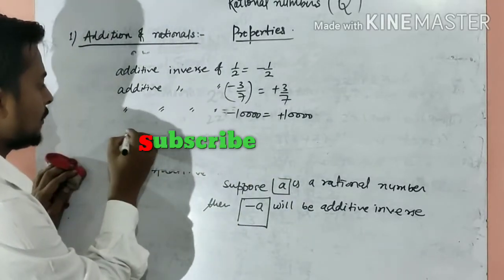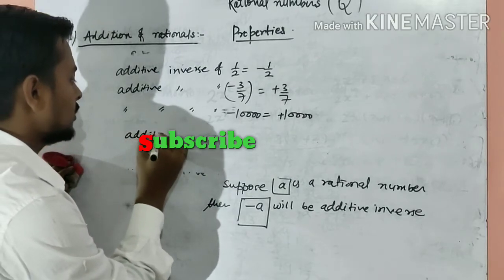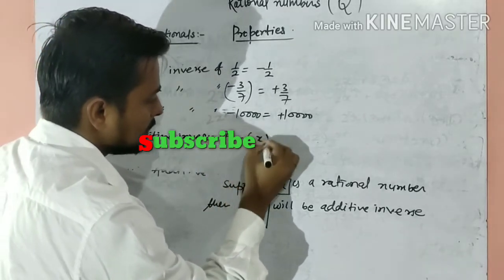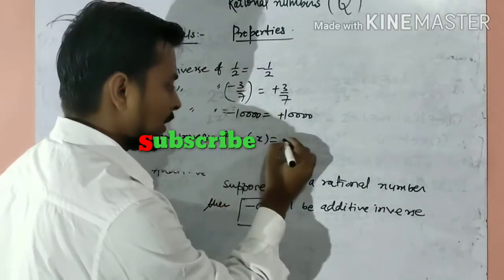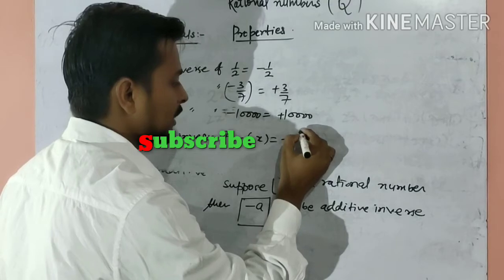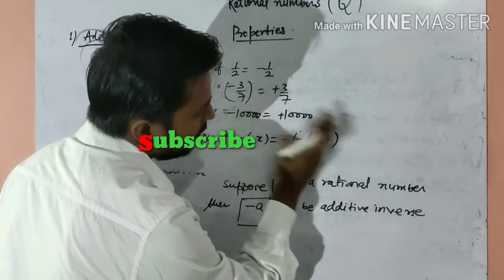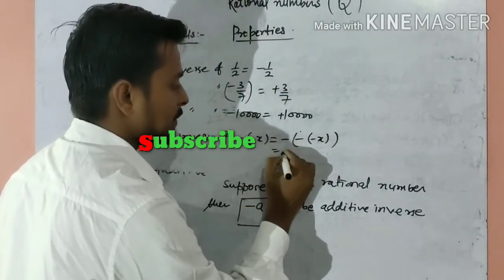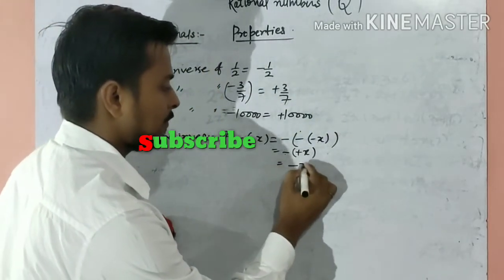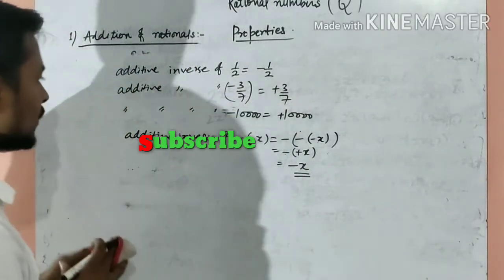You can take a standard example, additive inverse of minus x. So what is the sign? Just multiply by minus. First solve this: minus minus is plus. So additive inverse is equal to minus x... So these are the four properties.